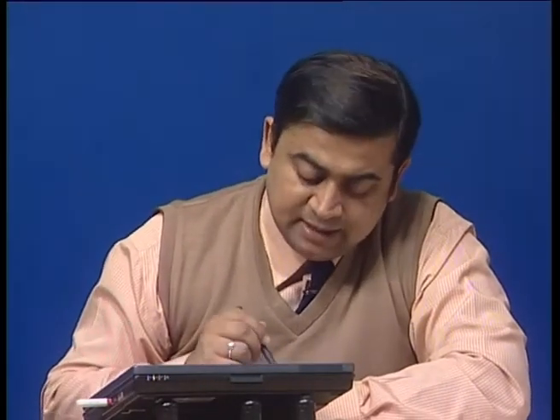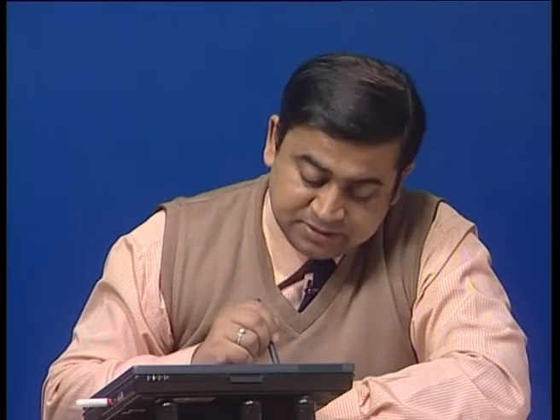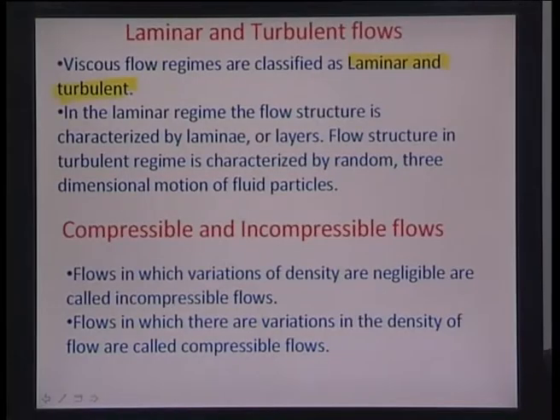Okay. So, based on some of these concepts, we can divide all the viscous flow regimes into laminar and turbulent. Okay. In the laminar regime, the flow structure is characterized by laminae or layers, and this is the regime where most microflows are kind of packed up. And the flow structure in the turbulent regime, which is mostly the macro scale version of flow, is characterized by random 3-dimensional motion of fluid particles. Okay.